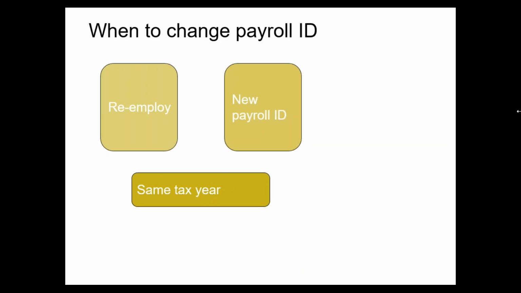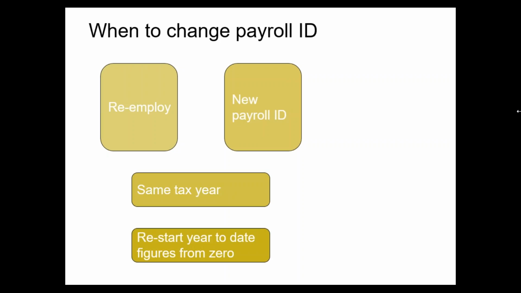So we've looked at what to do if an employee's payroll ID changes within the same employment. But what do you do about payroll ID if you re-employ someone? In other words, you take someone on who you've employed in the past. You should always use a new payroll ID. Never reuse the previous one. And if you've re-employed someone in the same tax year, you need to remember to restart their pay-to-date information from zero.